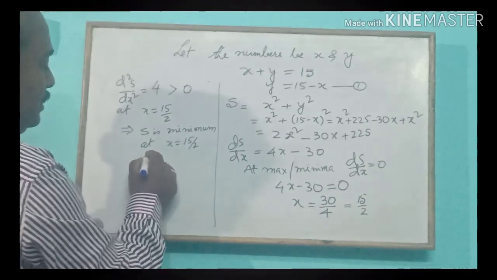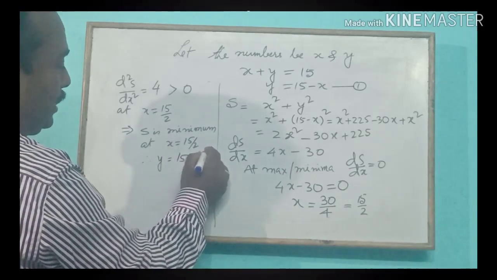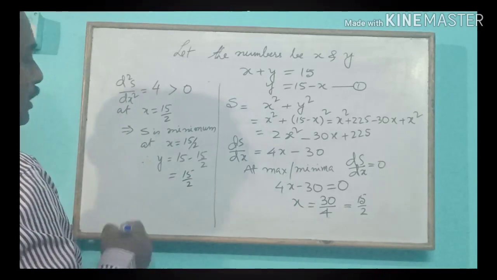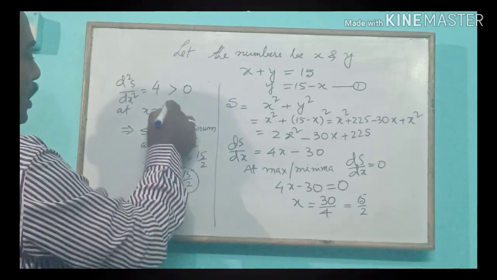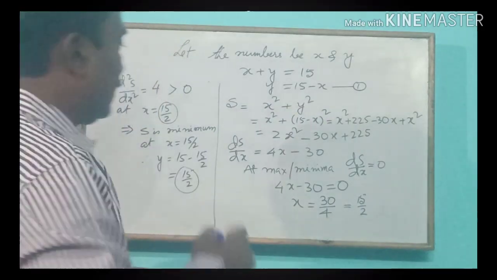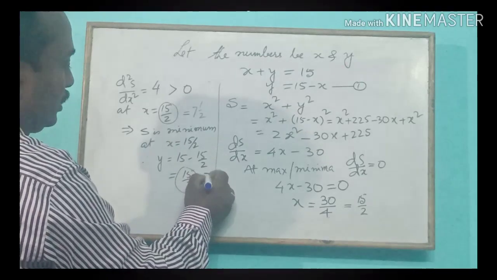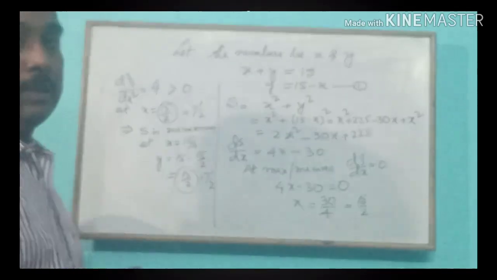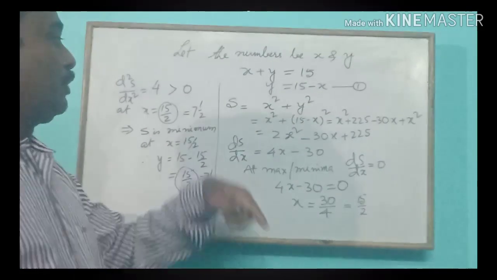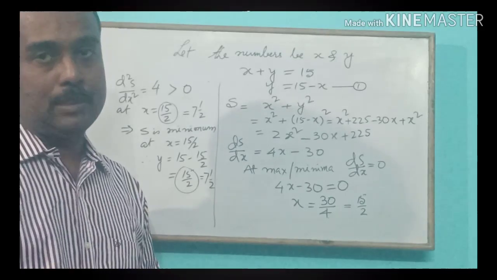Then y is, therefore, 15 minus 15 by 2, that is also 15 by 2. Therefore the numbers are 15 by 2 and 15 by 2. So that is 7.5. So the positive numbers are 7.5 and 7.5, whose sum of the squares will be minimum. Let us see the next question.